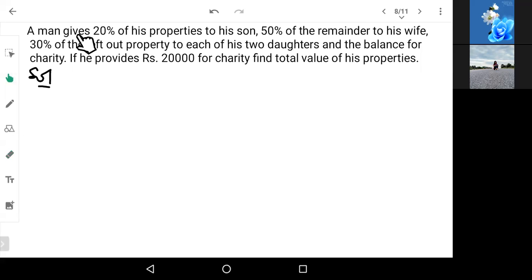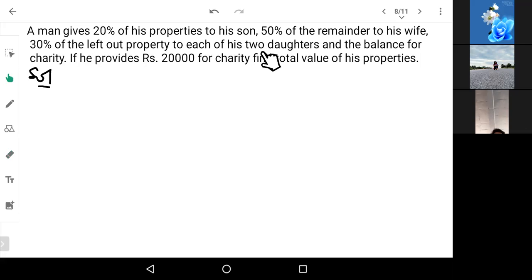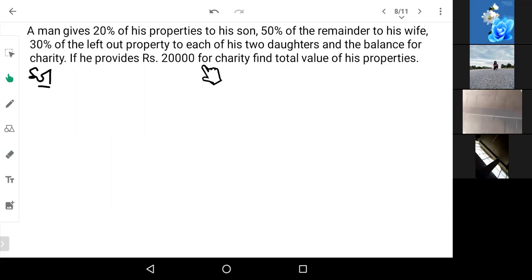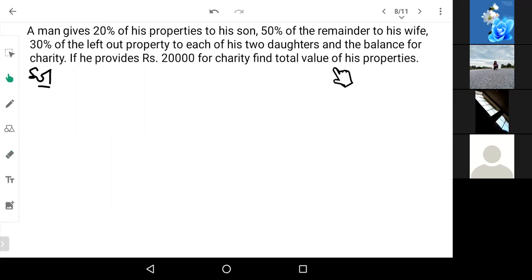A man gives 20% of his properties to his son, 50% of the remainder to his wife, 30% of the left out property to each of his two daughters, and the balance for the charity. If he provides rupees 20,000 for charity, find total value of his properties. So that is the question.